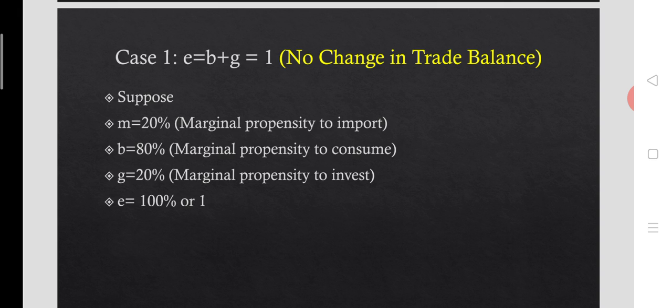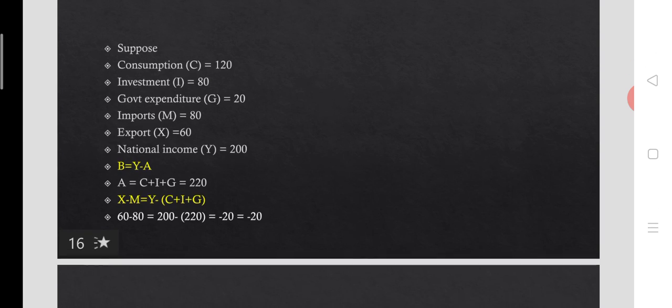Suppose here marginal propensity to import, small m, is equal to 20% and B is equal to 80%. B refers to marginal propensity to consume, and G is equal to 20%, that is marginal propensity to invest. So here E is equal to 80% plus 20%. This is 100% or 1. So here E is equal to 1. So let's look at the example here.